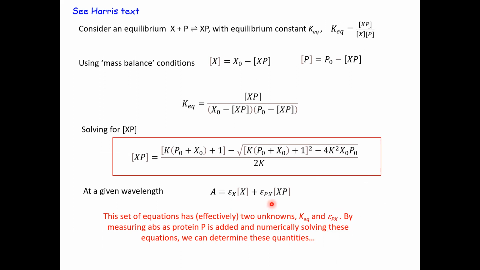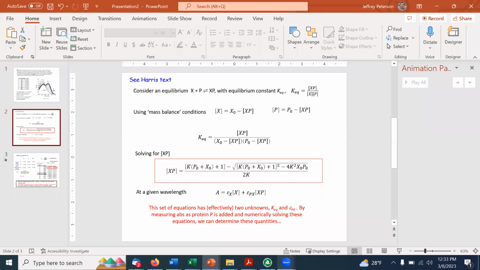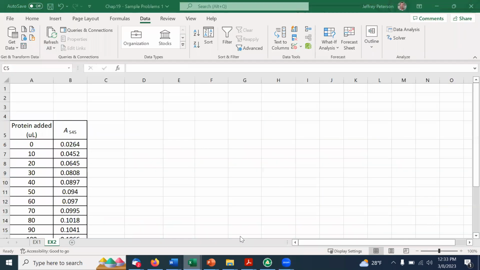And these concentrations depend sensitively on the equilibrium constant, K. So those are the two things that we can learn in this process, equilibrium constant and extinction coefficient, which are the specific values we're looking for in the problem. So away we go. I'm going to switch over to Excel and start working through this.